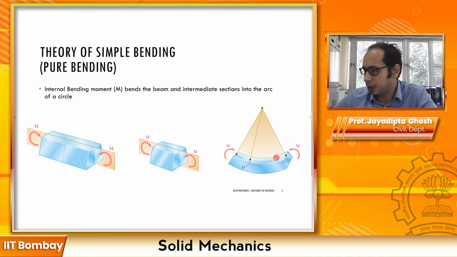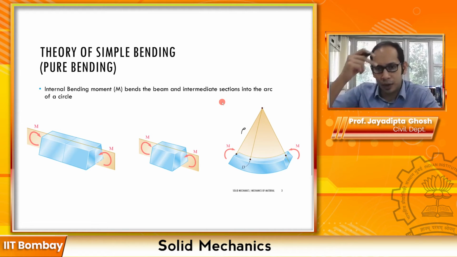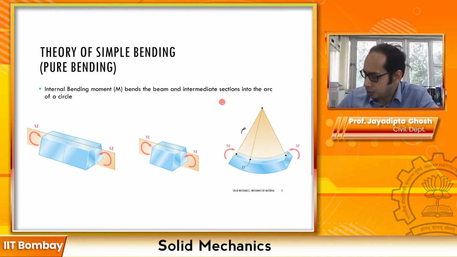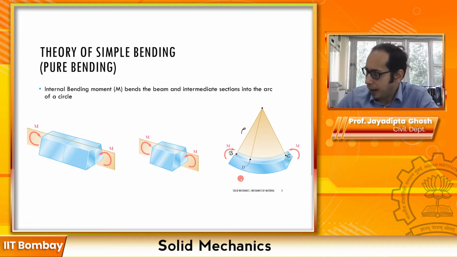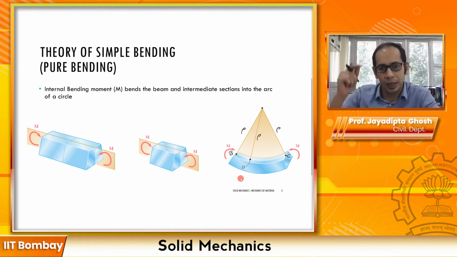So what it essentially means is that you will have a radius of curvature. Let's say the radius of curvature is rho over here, right? And this rho along that particular arc stays constant. So if this is my point D in the middle, and I mark two more points, say B and C, at B the radius of curvature is rho, at D the radius of curvature is rho, at C the radius of curvature is rho. So essentially it bends into the arc of a circle.